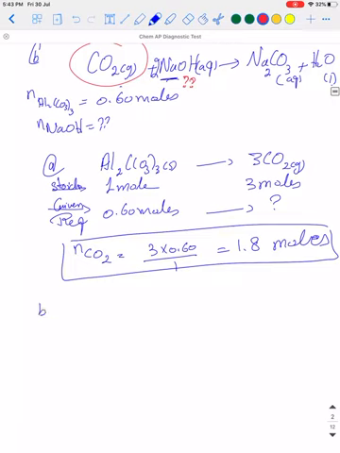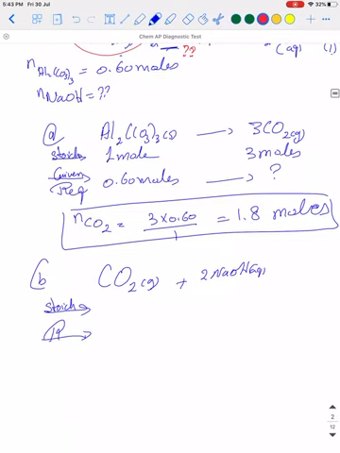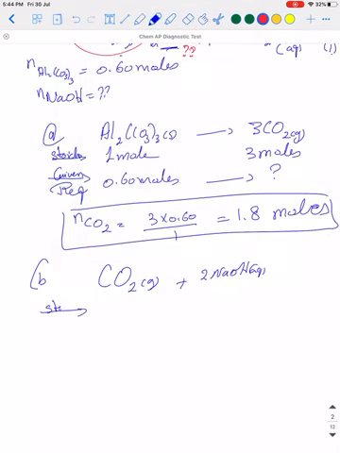From equation B, I have carbon dioxide and sodium hydroxide. Also, the first line, I always use stoichiometry, the ratio of the substances, and then the given and requirement. So the first line is according to stoic. The second one is the given and the required.